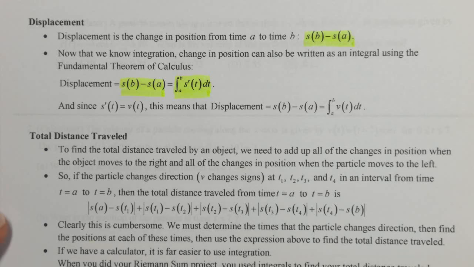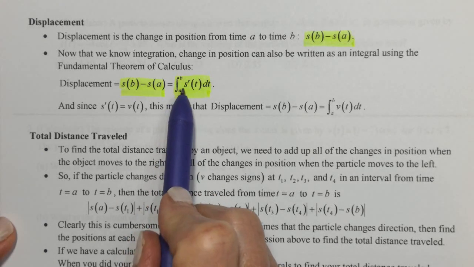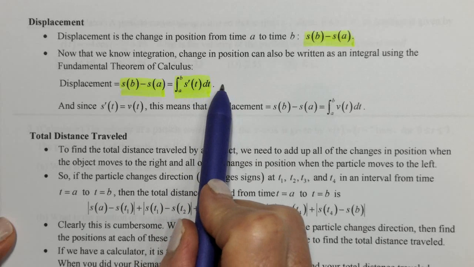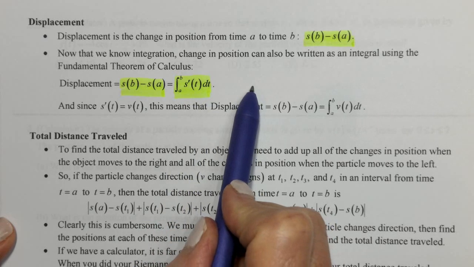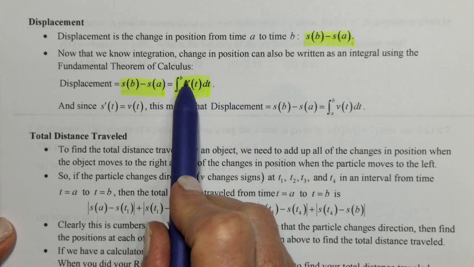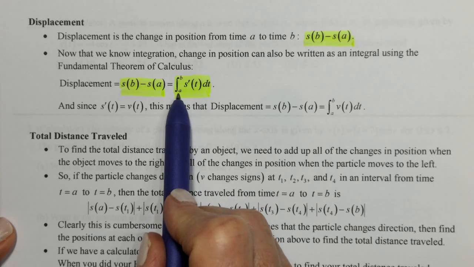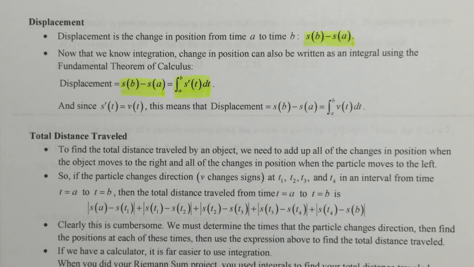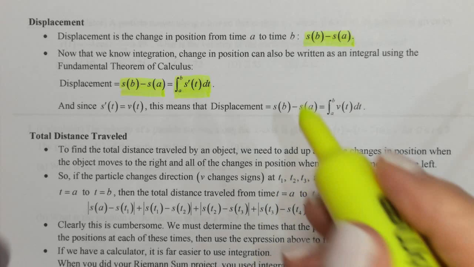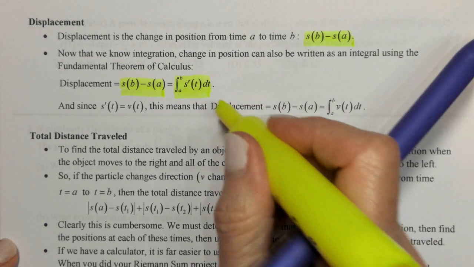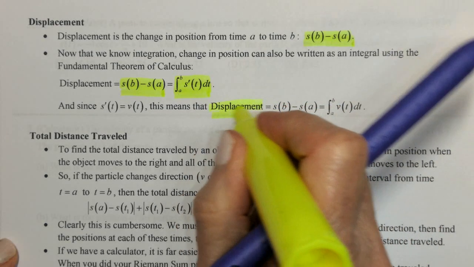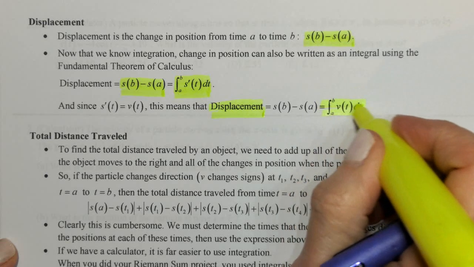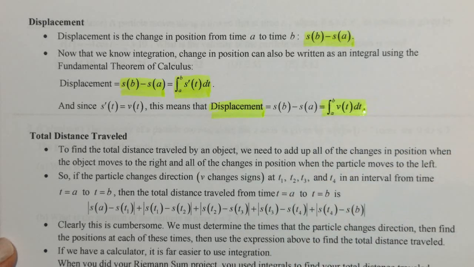Because the fundamental theorem says the integral of the derivative is the change in the amount, right? So this would be s of b minus s of a. And since s prime is v, displacement can be written as this integral. Okay?